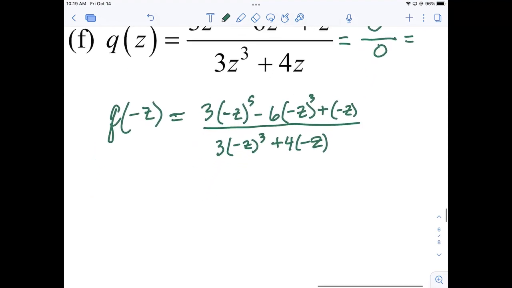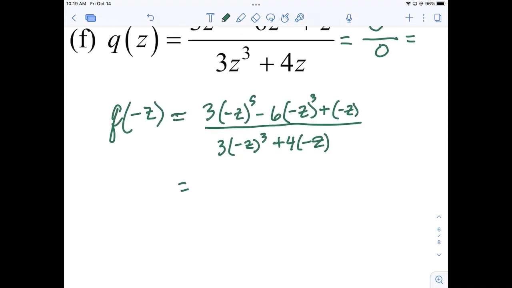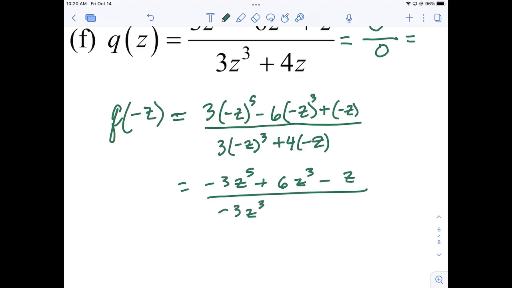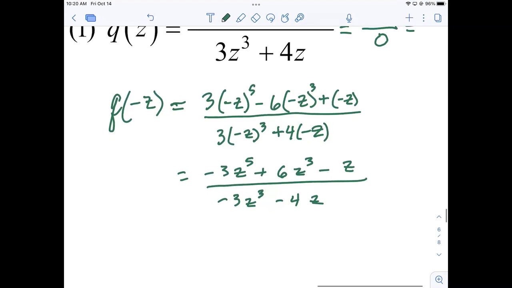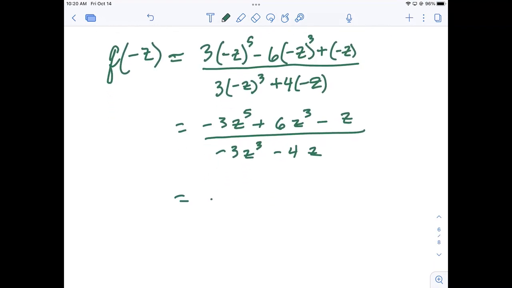Now let's simplify. Since we already know the top is odd, every sign is going to change. Negative 3z to the fifth, this is going to be plus 6z to the third, and this will be minus z. In the bottom, all the signs change. You get negative 3z to the third minus 4z. Now, if you compare that to the top, it's not the same. Yes, very good. That's what we do. We take a negative out of the top, which changes the signs all back: 3z to the fifth minus 6z cubed plus z.